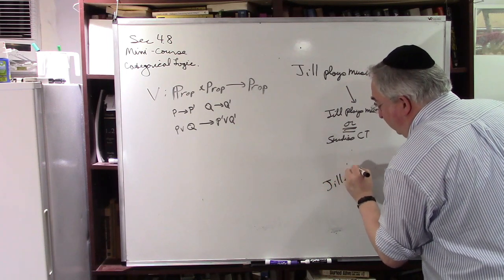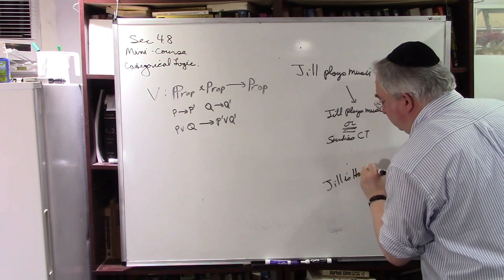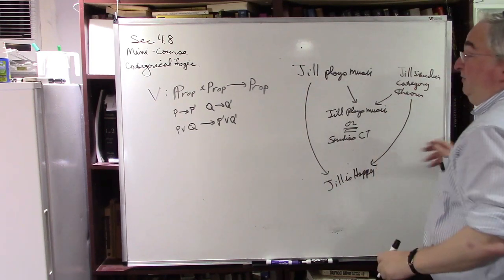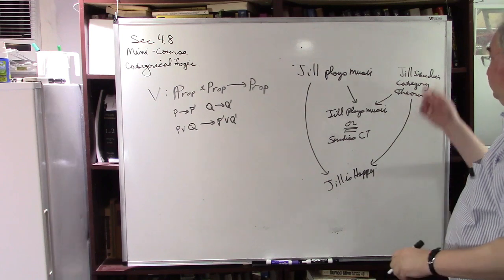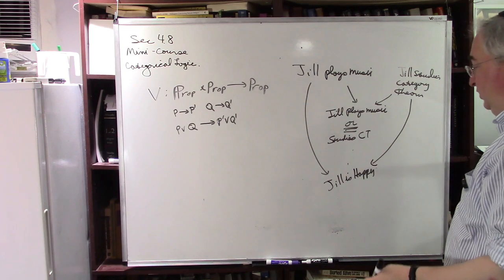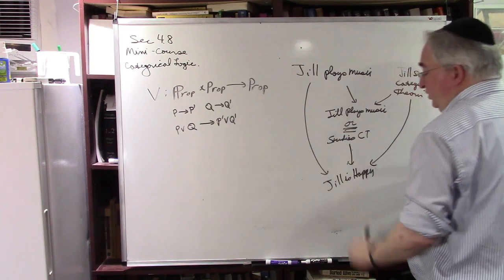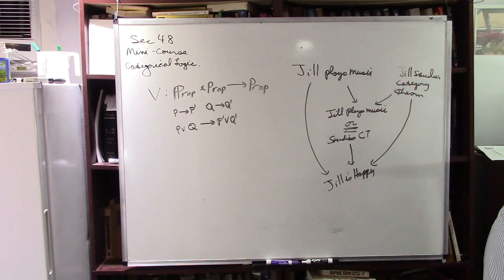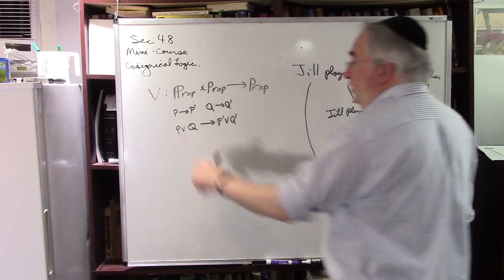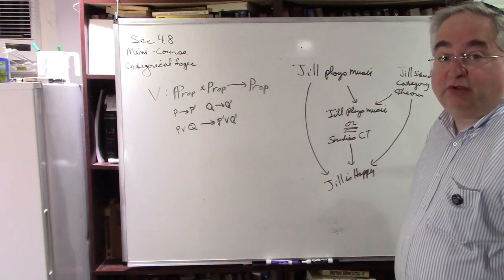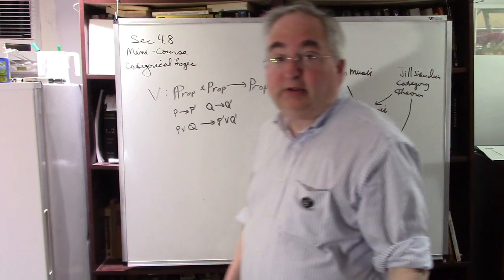Now, Jill is happy. That goes here. That goes here. If Jill plays music, Jill is happy. If Jill studies category theory, Jill is happy. Conclusion, Jill plays music or studies category theory implies Jill is happy. Which means, you ready? Or is the coproduct. It satisfies this universal property, or is the coproduct.